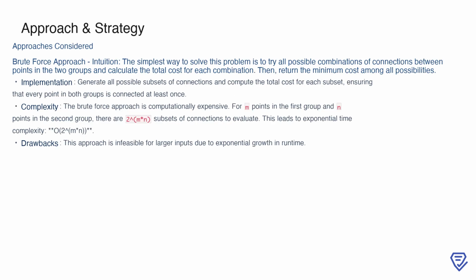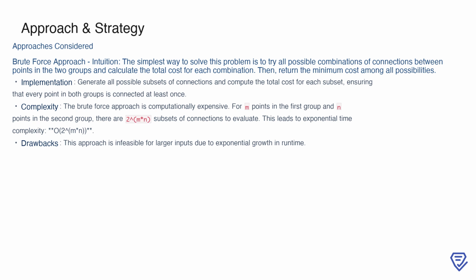To start, we can consider the brute force approach to solve this problem. The intuition here is simple. We try all possible combinations of connections between the points in the two groups, calculate the total cost for each combination, and then return the minimum cost among them. To implement this, we would generate every possible subset of connections, making sure that every point in both groups gets connected at least once. However, the issue lies in the sheer number of combinations.